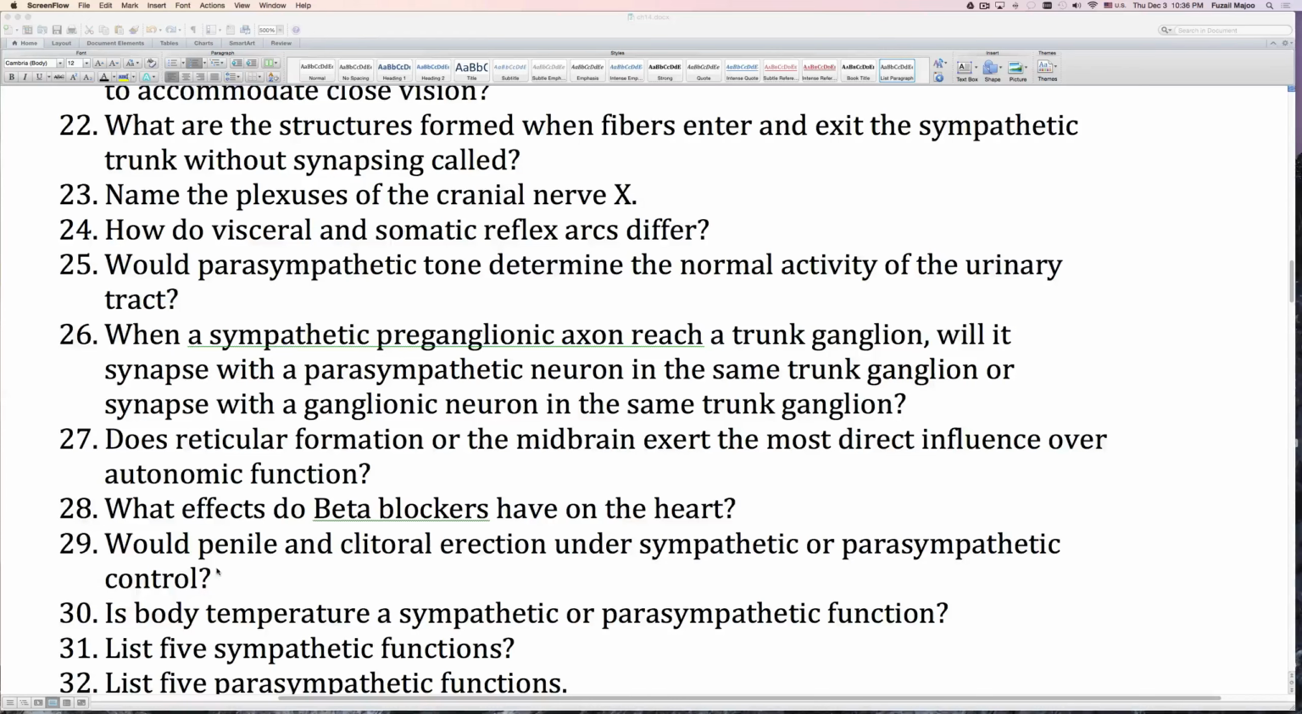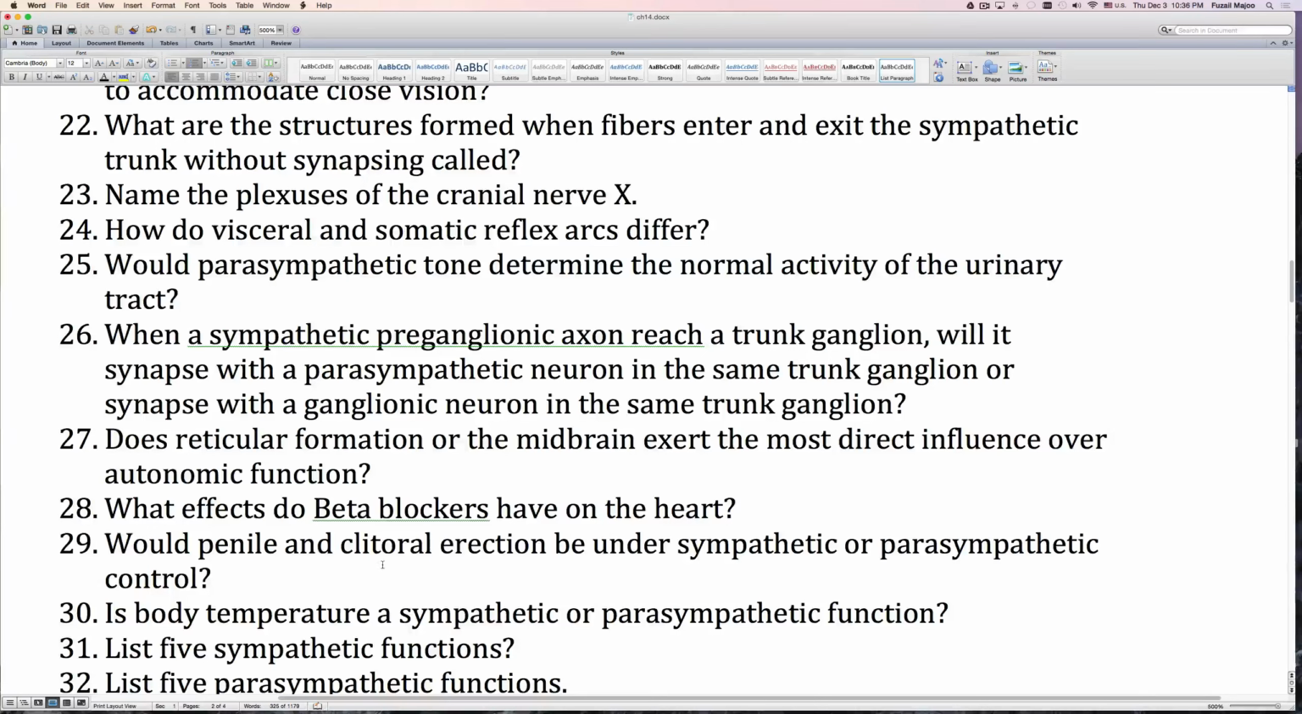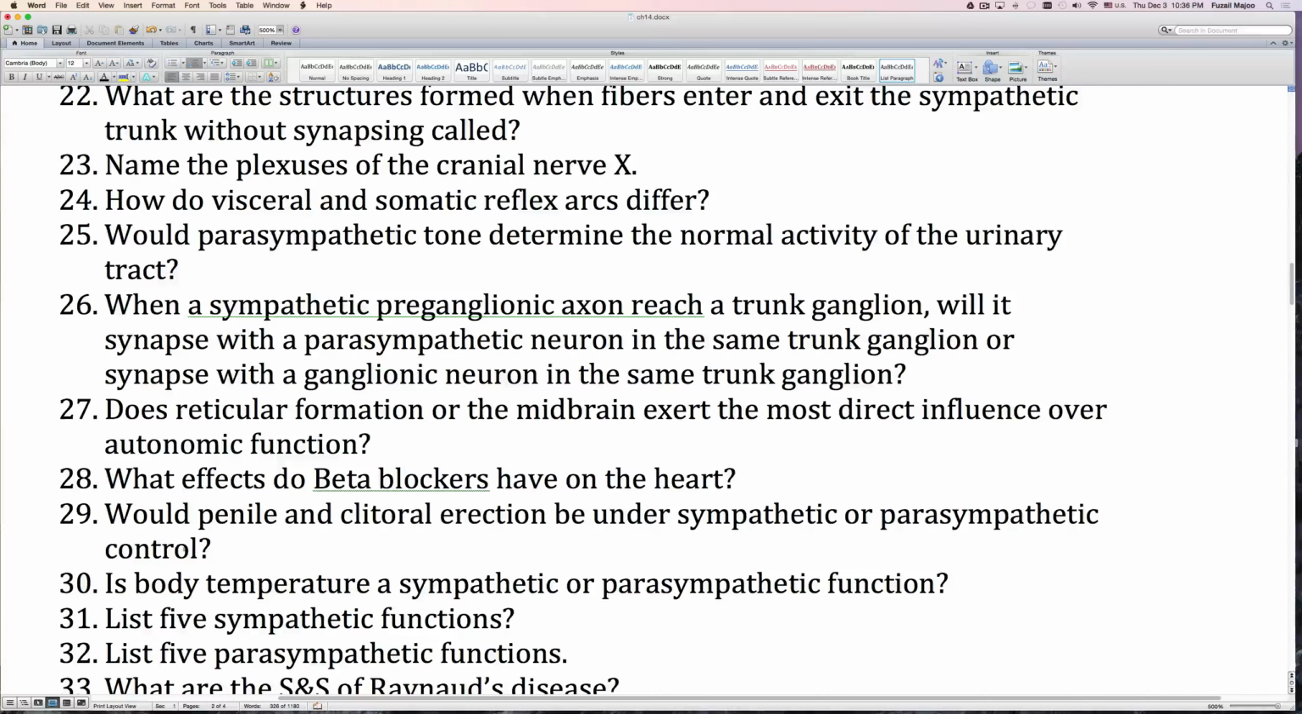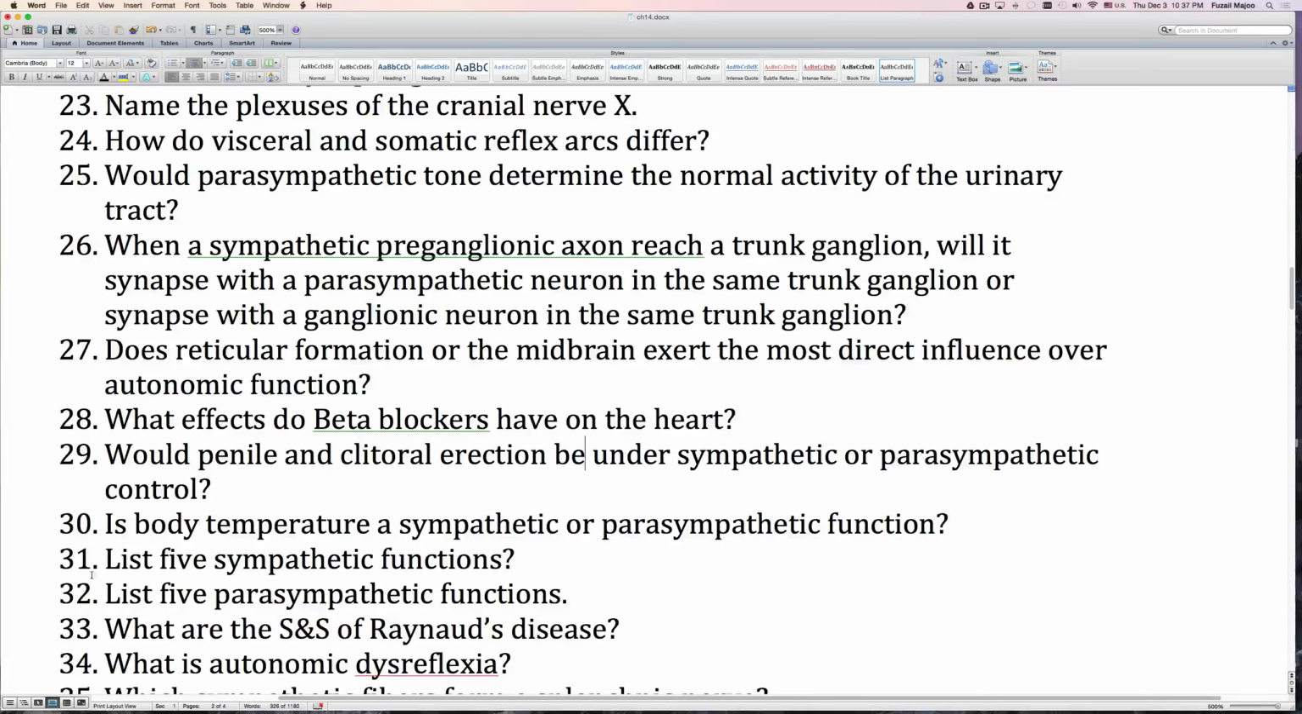Number 29. Would penile and clitoral erection be under sympathetic or parasympathetic control? Number 30. Is body temperature a sympathetic or parasympathetic function? Number 31. List 5 sympathetic functions. And for number 32, list 5 parasympathetic functions.